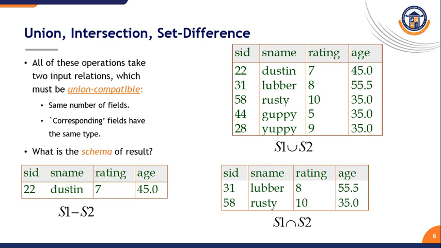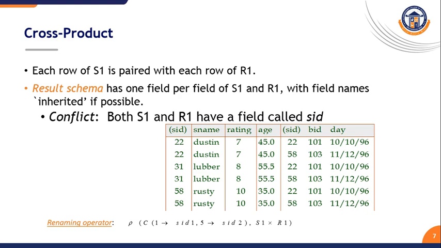Union gives all tuples, intersection gives only common ones, and set difference gives what is in one relation but not in the other. So this is union, intersection, and set difference. The next one is cross product, also called the Cartesian product.